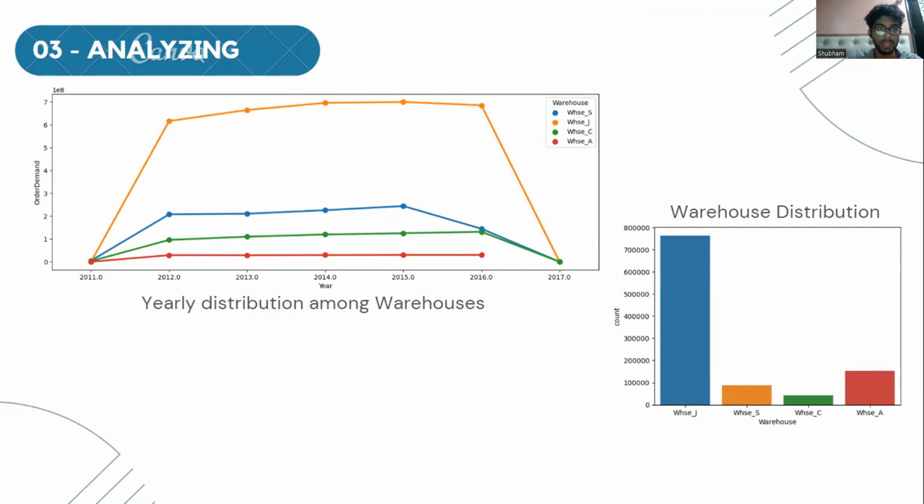For example, in this, we have given a bar graph for which the x-axis is warehouse and the y-axis is count. So you can see different counts of various warehouses, and there's also a time series of year on X and order demand on Y for various years. So there's a yellow line that shows the warehouse J's product demand and supply from 2011 to 2017.